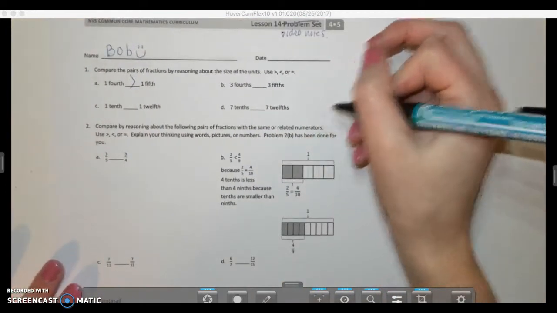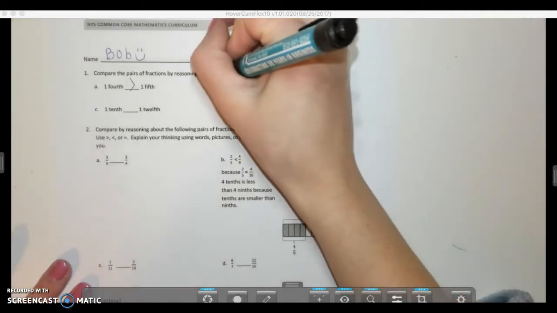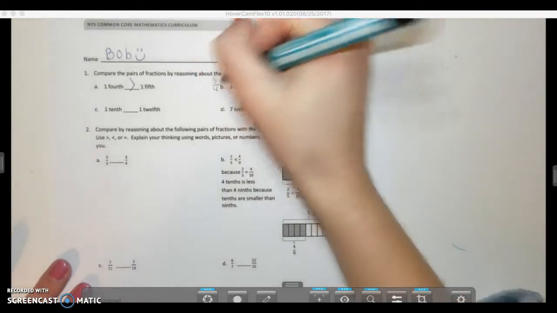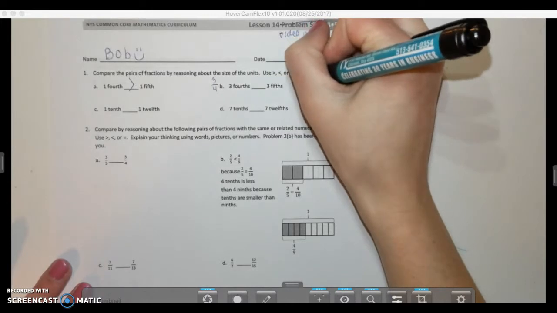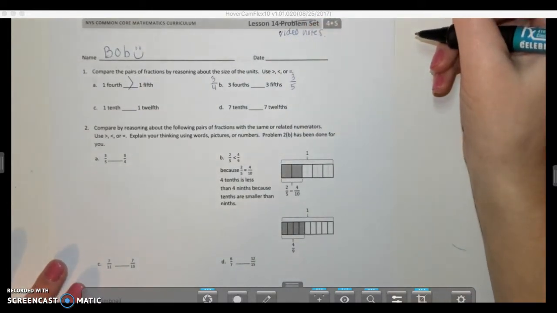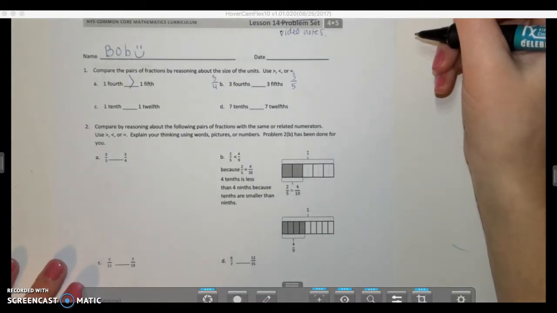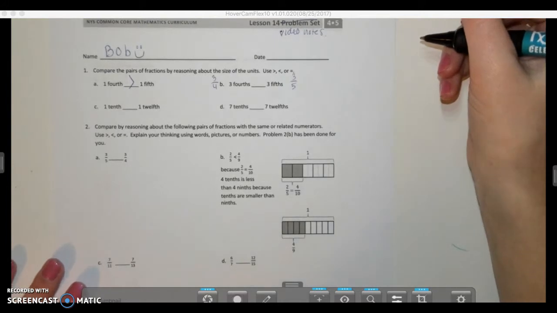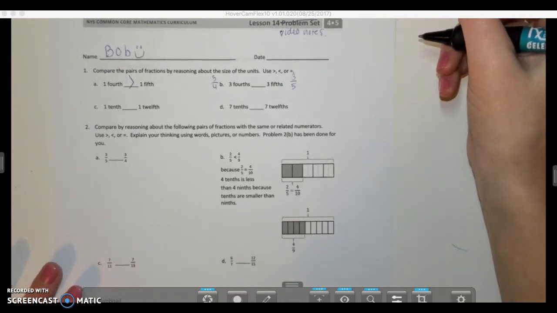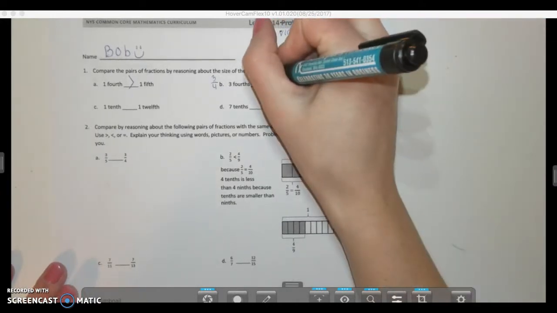Moving over to B, 3/4 would look like this, and we have 3/5. Now notice the numerators are the same numbers, but the denominators are different. 3/4 would be bigger than 3/5 because 3/4 is closer to 4/4, which equals 1.